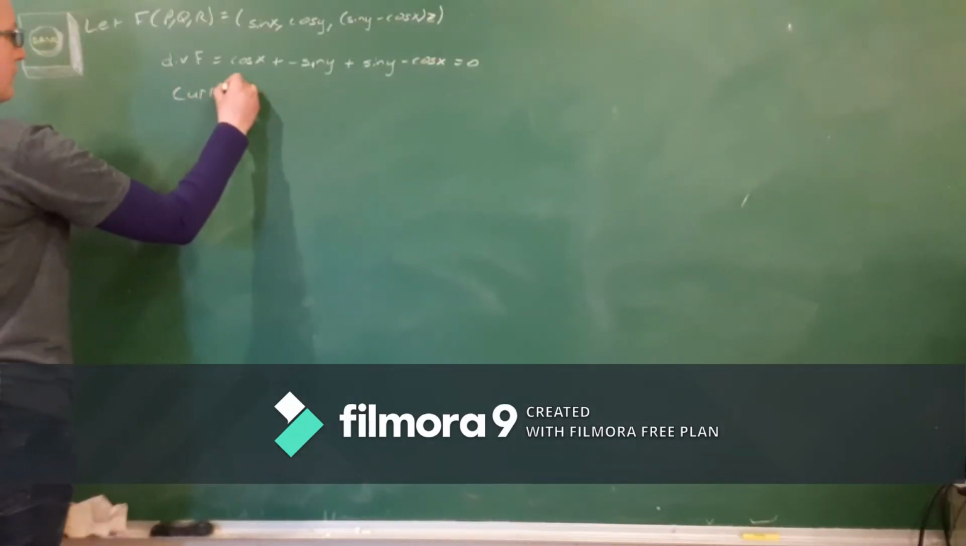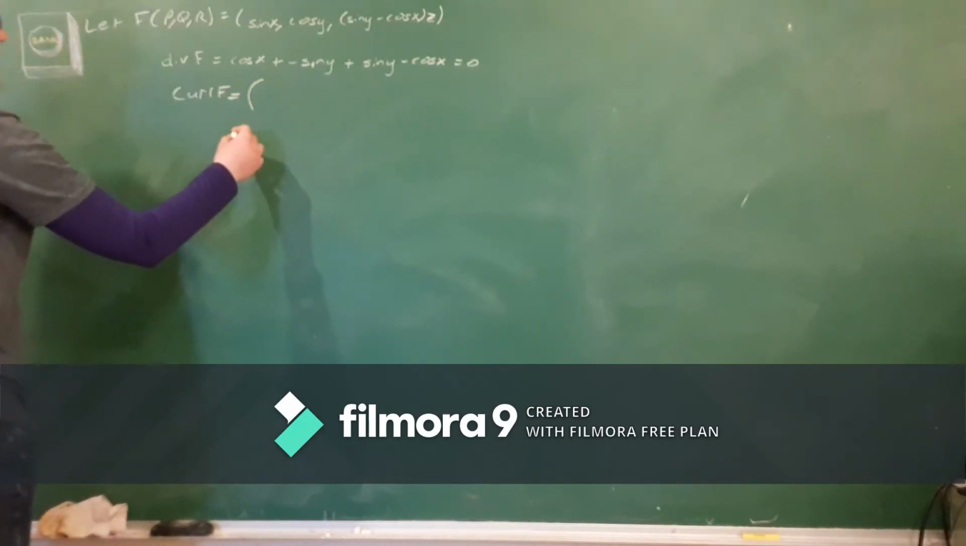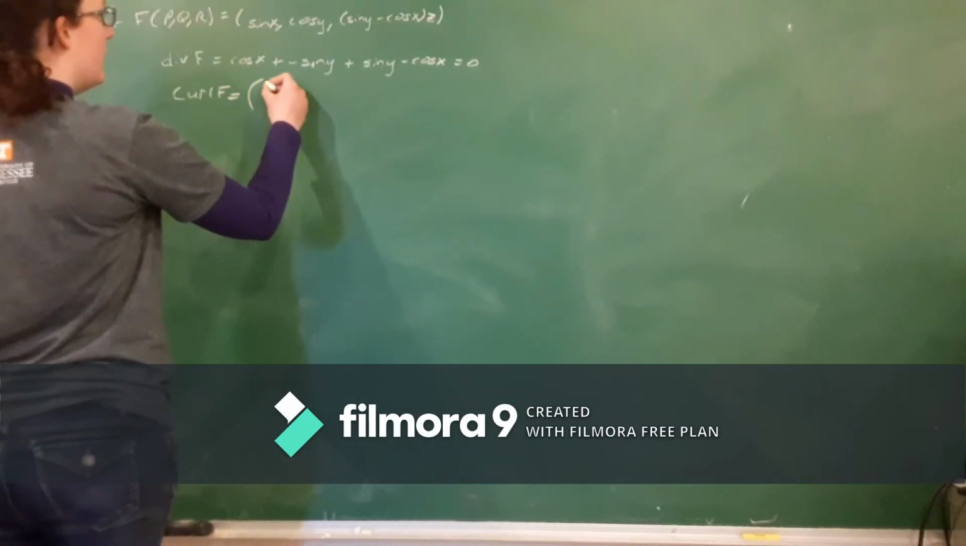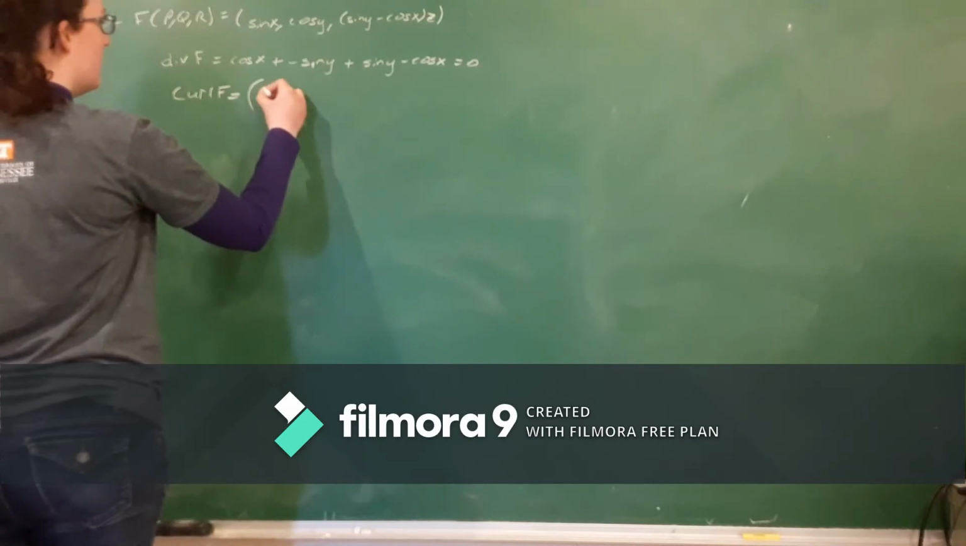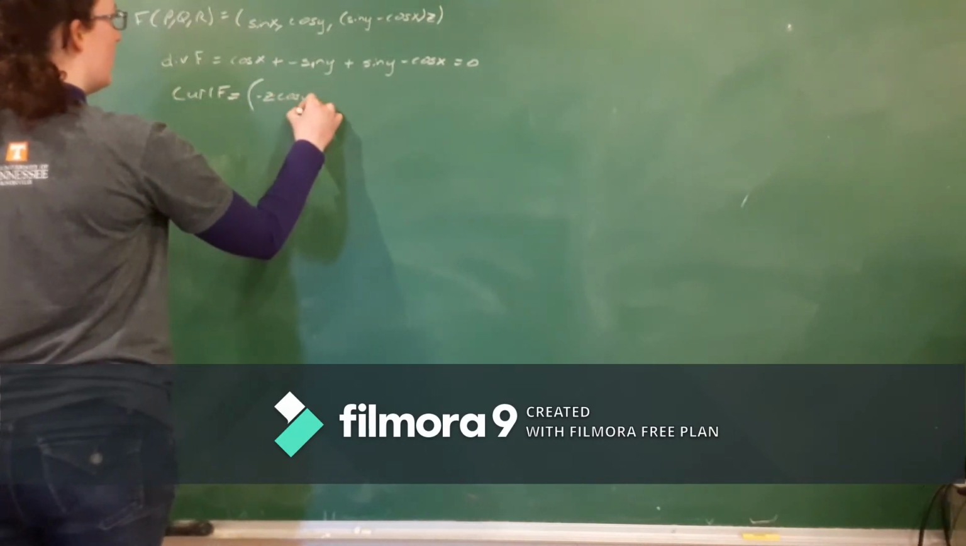The curl of F is equal to (negative z times cos y minus 0, 0 plus z sin x, 0 minus 0), which does not equal the 0 vector. So F is not irrotational, but is incompressible.